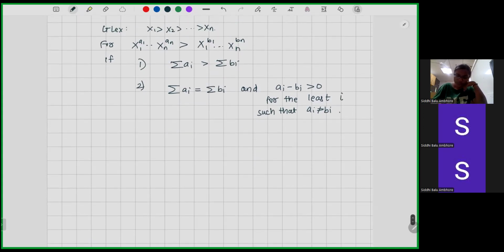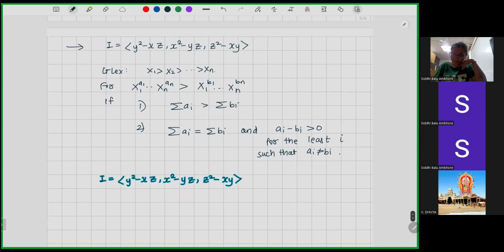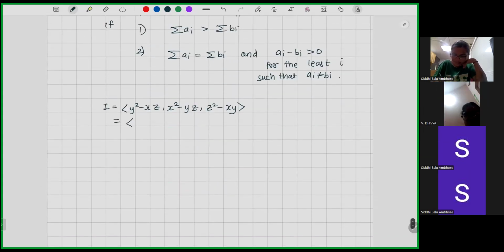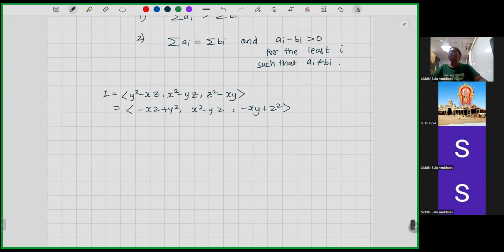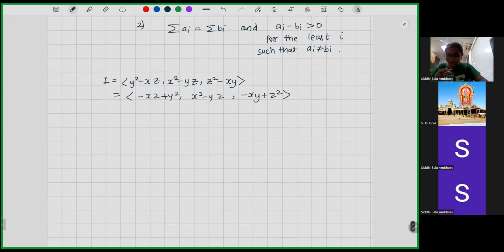So if I is again this ideal, I'm just rewriting I with the initial term first. The initial terms here are minus xz, y square, x square, minus y square, comma, minus xy, minus plus z square. Is this clear? These have the same degree. I is a homogeneous ideal, first of all, with all the elements generated by degree 2 polynomials.